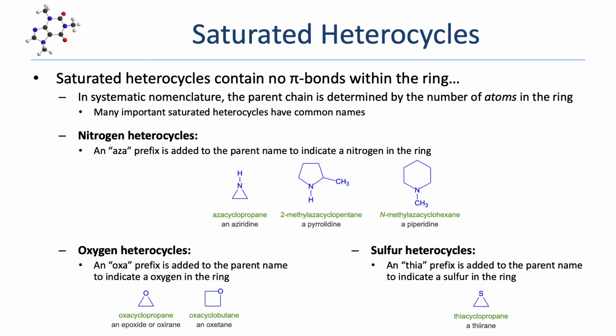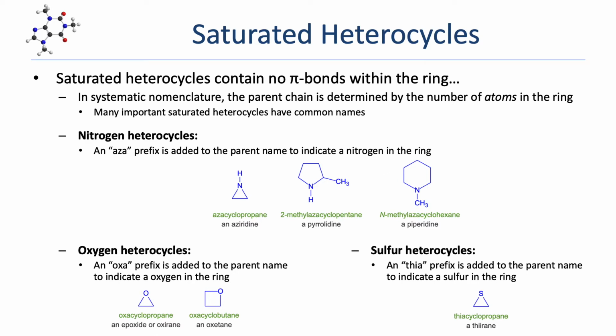5 and 6 atom saturated heterocyclic amines are also quite common. In the next structure, we see a substituted azacyclopentane, commonly called a pyrrolidine. When numbering the parent chain using this particular naming convention, the heteroatom is given the 1 locant, making this compound 2-methyl-azacyclopentane. In the next structure, we see a substituted azacyclohexane, commonly called a piperidine. Because the substituent is on the nitrogen, the systematic name becomes N-methyl-azacyclohexane.